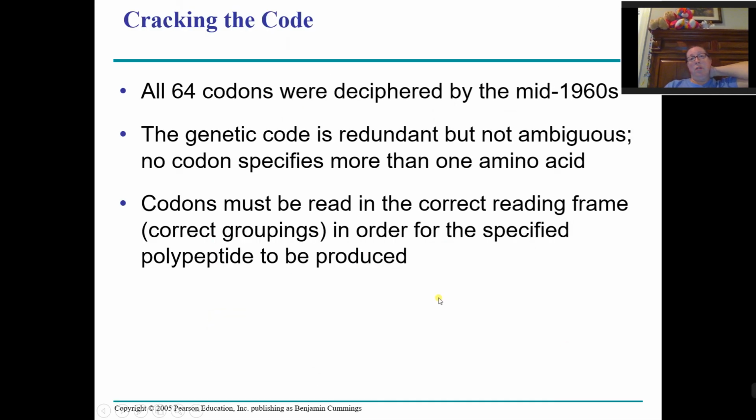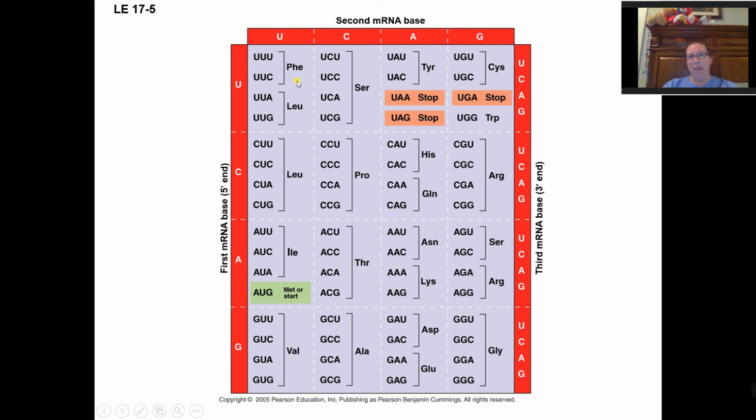Okay, so here we go again. There are 64 codons, like different puzzle pieces, if you will. They were all deciphered by the mid-1960s, okay? But the genetic code is redundant. No codon specifies more than one amino acid, but you can have lots of codons that specify one amino acid, okay? And I'll show you what I mean by that.